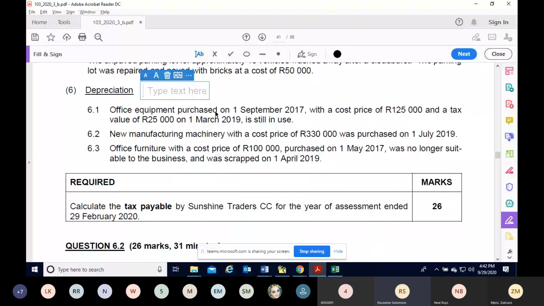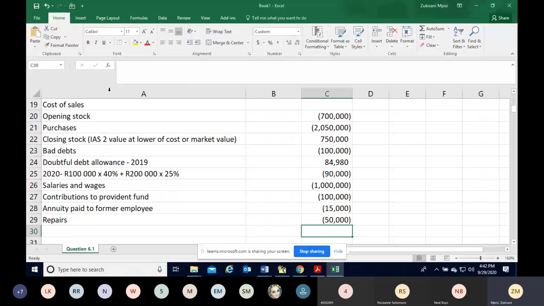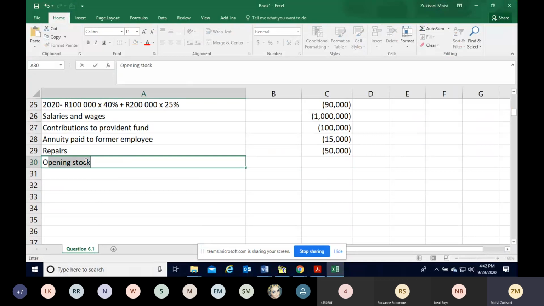So for all your depreciation, you're going to apply one section, which is called section 12E. Why are we applying section 12E? Because of one reason. The taxpayer is a small business corporation. So there is no other section that you apply if you are dealing with a small business corporation. You only apply section 12E. So what does section 12E say in terms of office equipment?